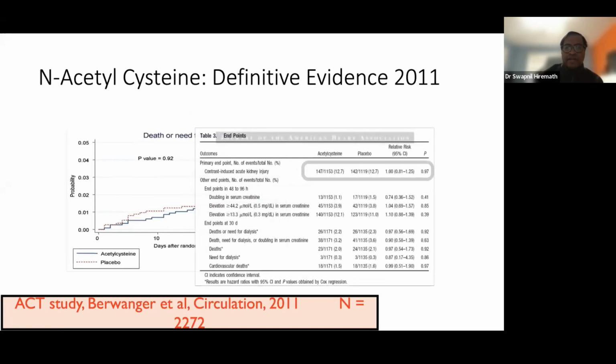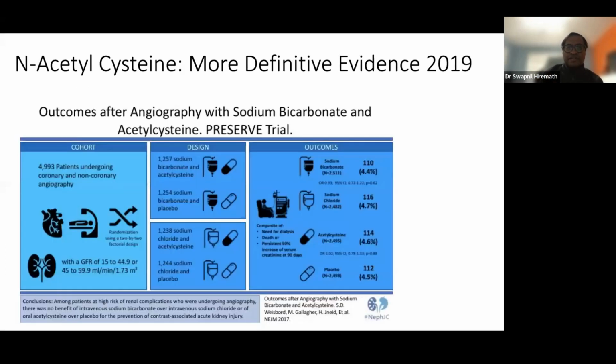Again, you can look at it in many different ways, but there were plenty of events. There were about 300 events, and there was no difference. In the previous study, the TEPEL study, the total number of patients was 80. In this case, it was 2,300. But this was not published in the New England Journal. It was published in Circulation. And then the PRESERVE trial came. This had 5,000 patients. And you can see here that with N-acetylcysteine or placebo, there was no difference. About 4.5% of patients had AKI. This was the data on N-acetylcysteine. So it clearly does not work.